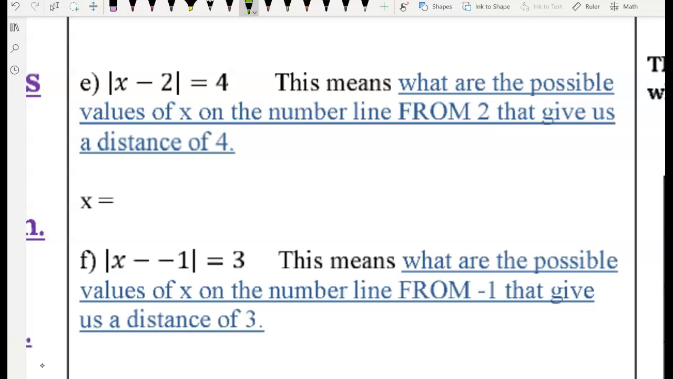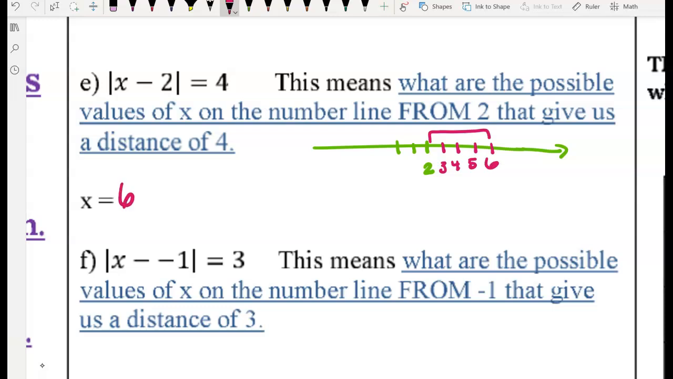Okay, so in essence, instead of from 0, we're going to go to 2. And we want a total distance, students, to be 4. So that means 1 distance, 2, 3, 4. This is 4 units from 2. So that means if that's 2, this is 3, this is 4, this is 5, and this is 6.